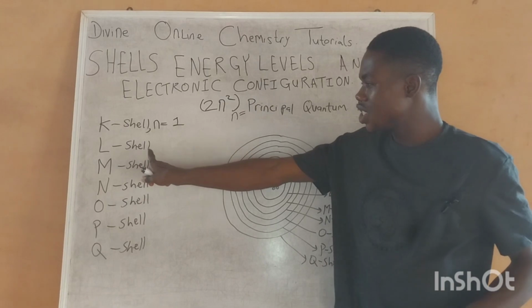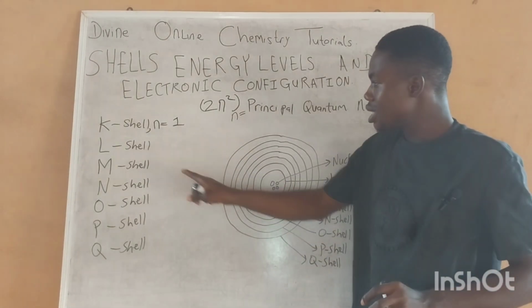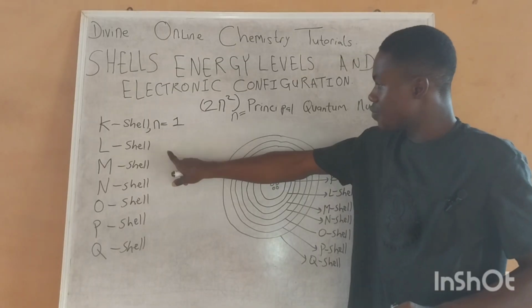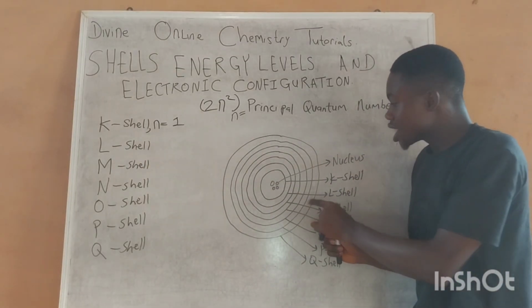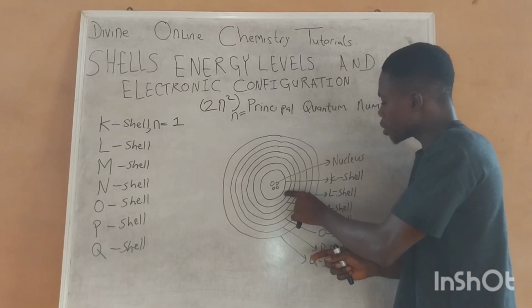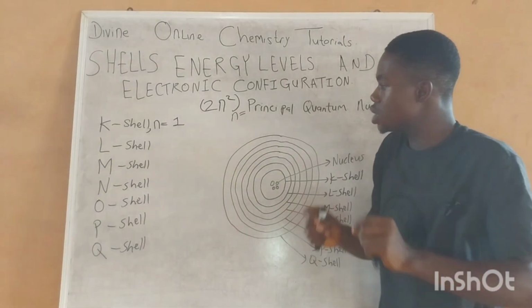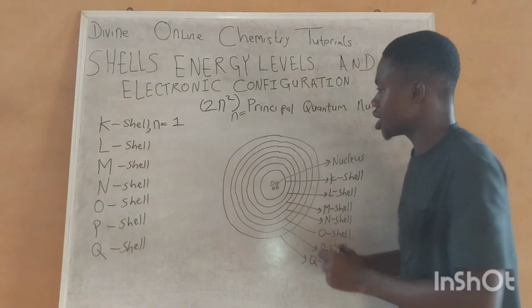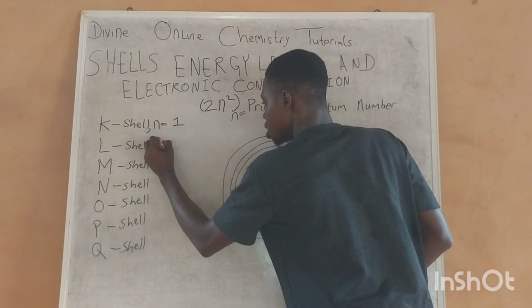Now what about the L shell? n for the L shell is 2. The reason n for the L shell is 2 is that the L shell is the second shell, and the one closest to the first shell, which happens to be the K shell. Since L is the second shell and the one closest to the K shell, it means that n, our principal quantum number, is equal to 2.